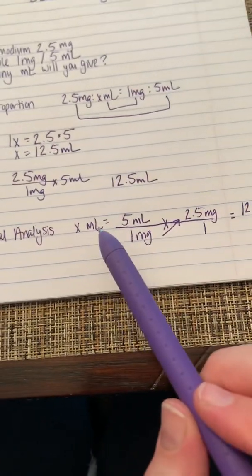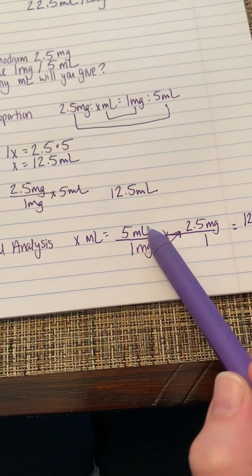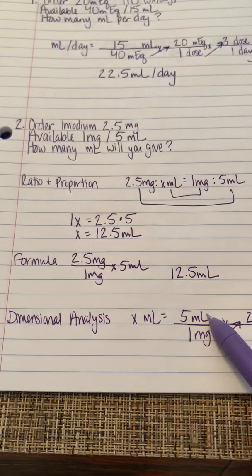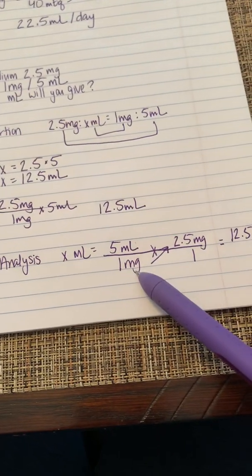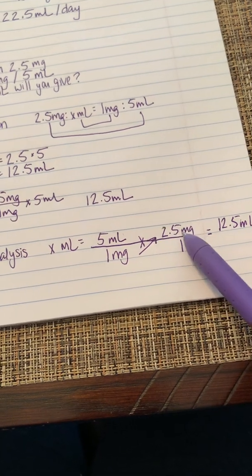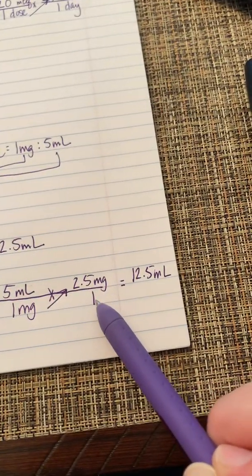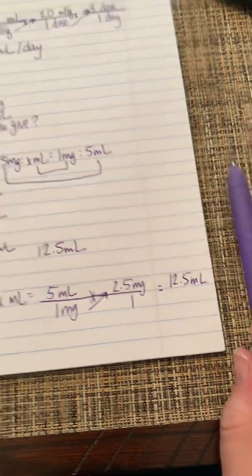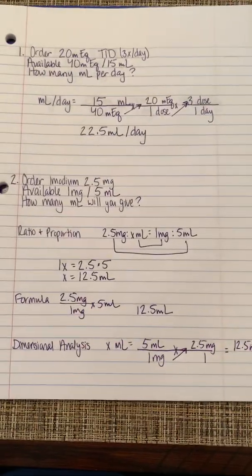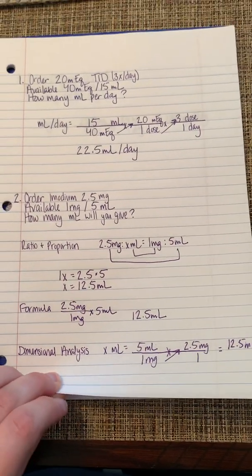And then dimensional analysis. So X milliliters equals, so we start at the top with milliliters and we put what we have in our available, 5 milliliters in 1 milligram, okay? Milligrams is here, so it has to go to the top here. And then we're gonna put our order, 2.5 milligrams over 1 and do the math, 12.5 milliliters, okay? So those are the first 2 problems that we have, okay?